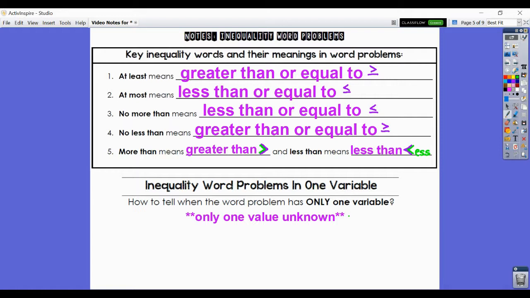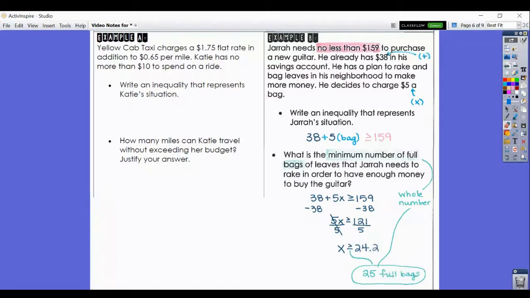Inequality word problems in one variable. When and how can we tell the word problem has only one variable? It's when we only have one value unknown. One variable, one value, one category unknown. Let's go ahead with example A.